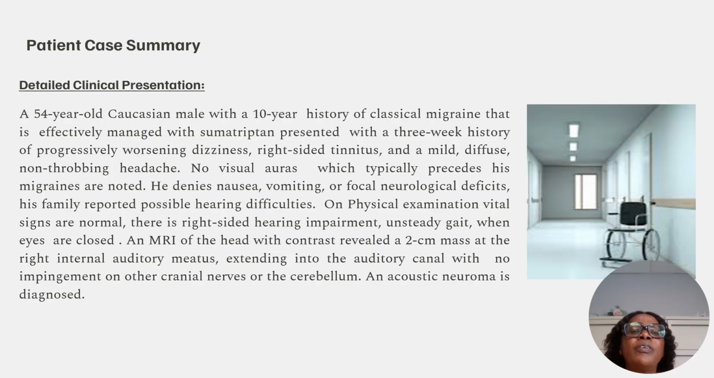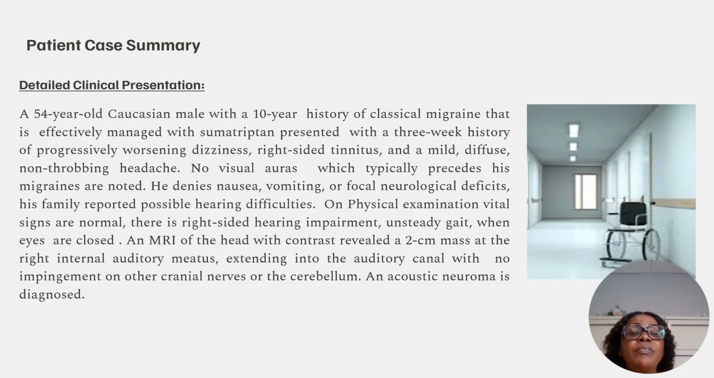No visual auras, which typically precede his migraines, are noted. He denies nausea, vomiting, or focal neurological deficits. His family reported possible hearing difficulties. On physical examination, vital signs are normal. There is right-sided hearing impairment, and unsteady gait when eyes are closed.